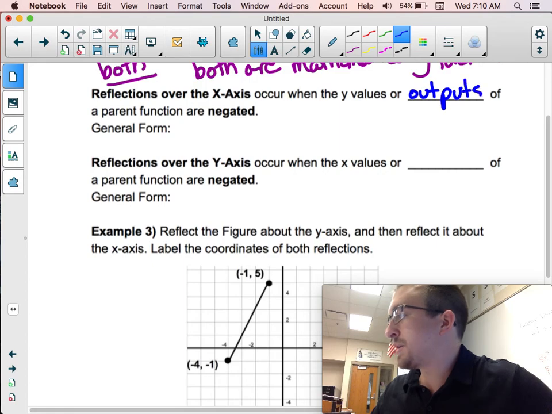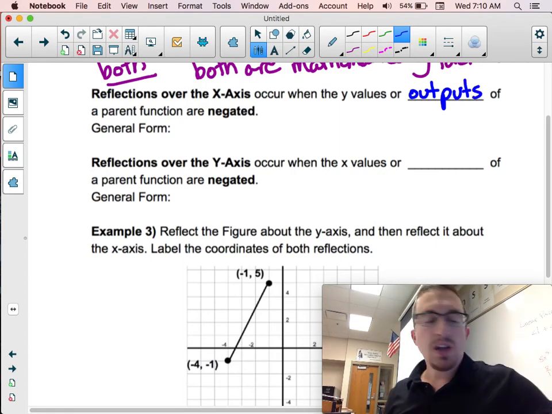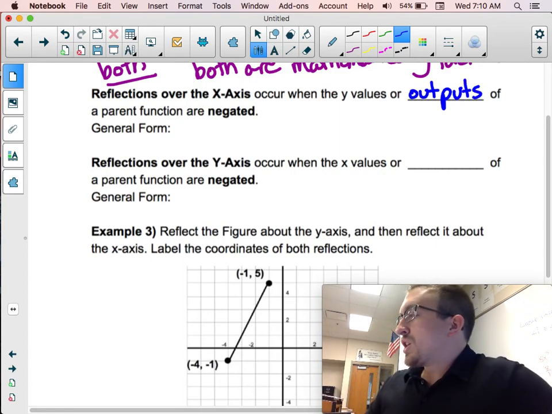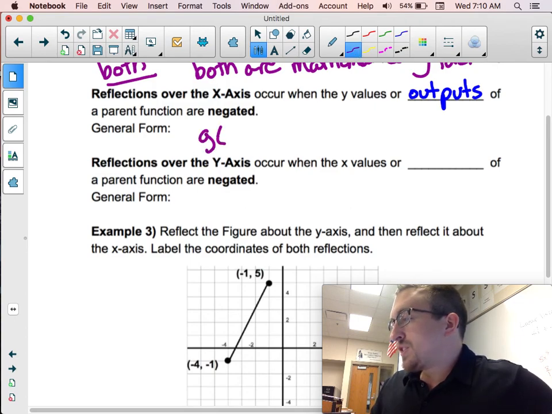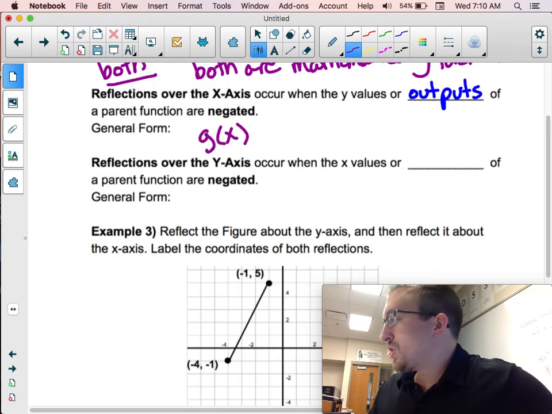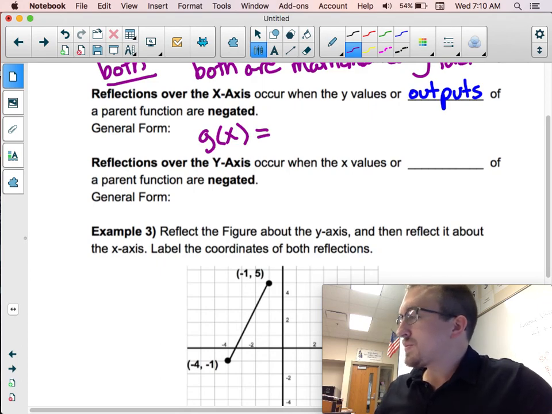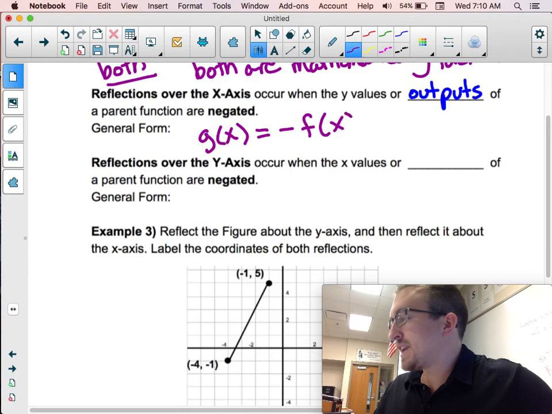That's how I encourage my students to conceptualize reflections over y. So the general form of this is very simple. G of x, the transformation for a reflection over the x-axis, the whole function f of x is negated. So we just stick a negative sign out front.